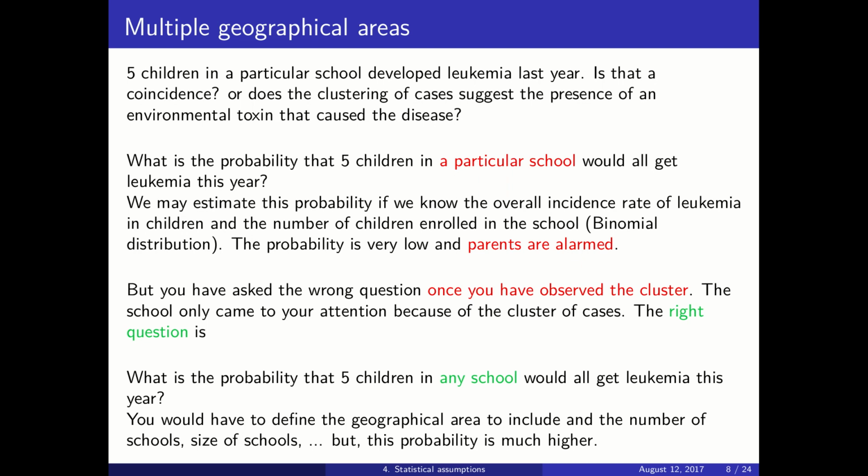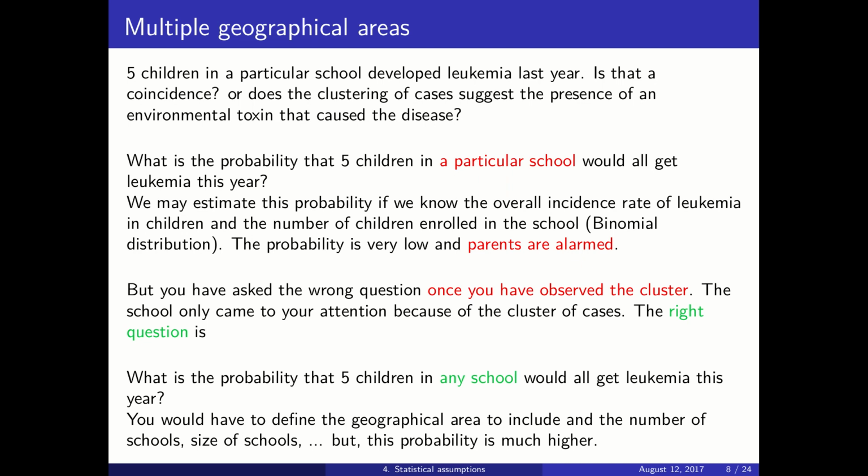So you may compute the probability that 5 children in a particular school would all get leukemia this year. And this probability is calculated through a binomial distribution in which you need to know the overall incidence rate of leukemia in children, and then the number of children enrolled in that particular school. And the probability, I'm sure, is rather low. So parents say, this is very unlikely. But that school came to your attention only because there were 5 children that developed leukemia.